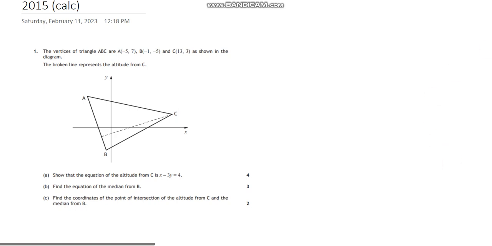Okay, question one. As usual, as is tradition, it seems that we've got a straight line question, and I think the SQA like to put these together because it tests almost every aspect of the straight line topic. You've got medians, altitudes, so yeah, you could expect this in your paper unless you think of something else, but this seems to be quite commonplace.